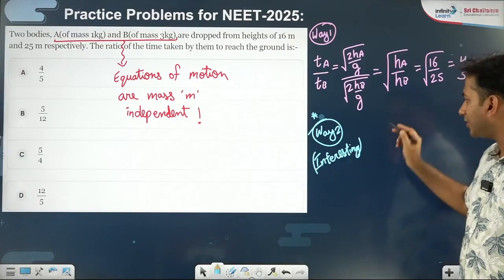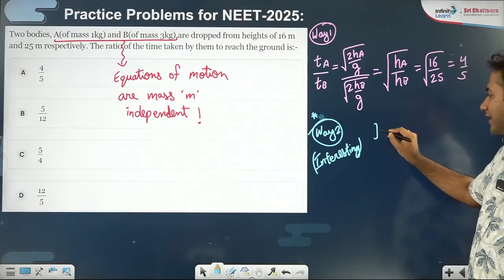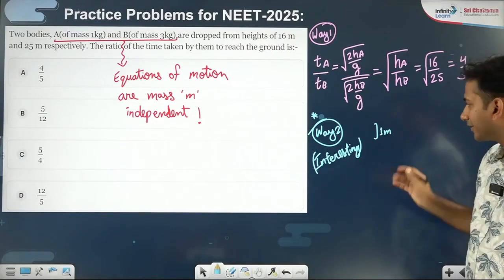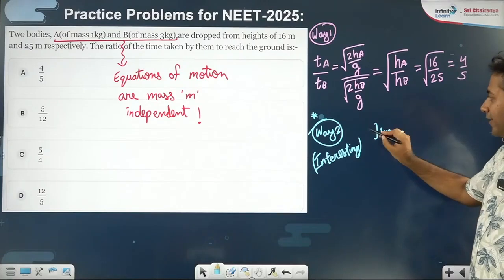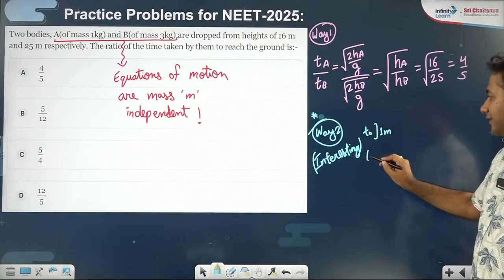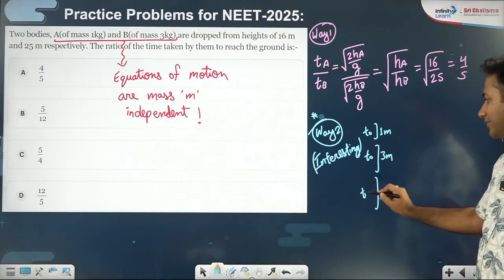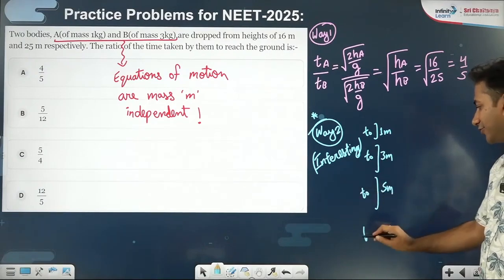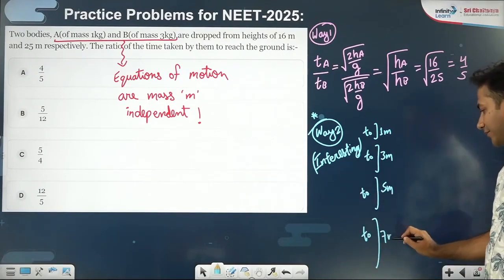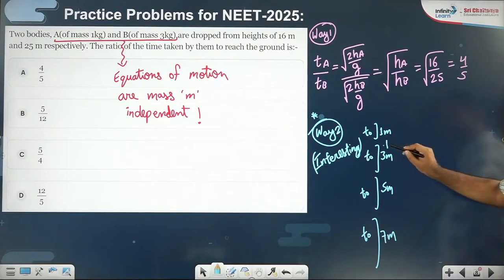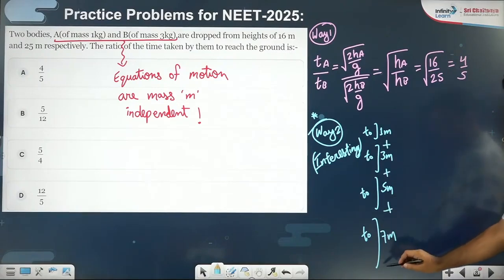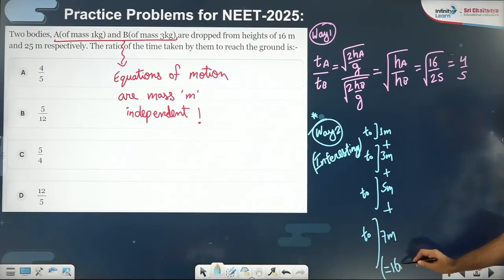If you talk about the first second, suppose in the first t0 time it travels 1 meter. Then in the next t0 time, it will travel 3 meters. In the next t0 time, it will travel 5 meters. In the next t0 time, it will travel 7 meters. If you add them up, 1 plus 3 plus 5 plus 7, you will see that the answer comes out to be 16 meters, 16 meters in 4 t0.